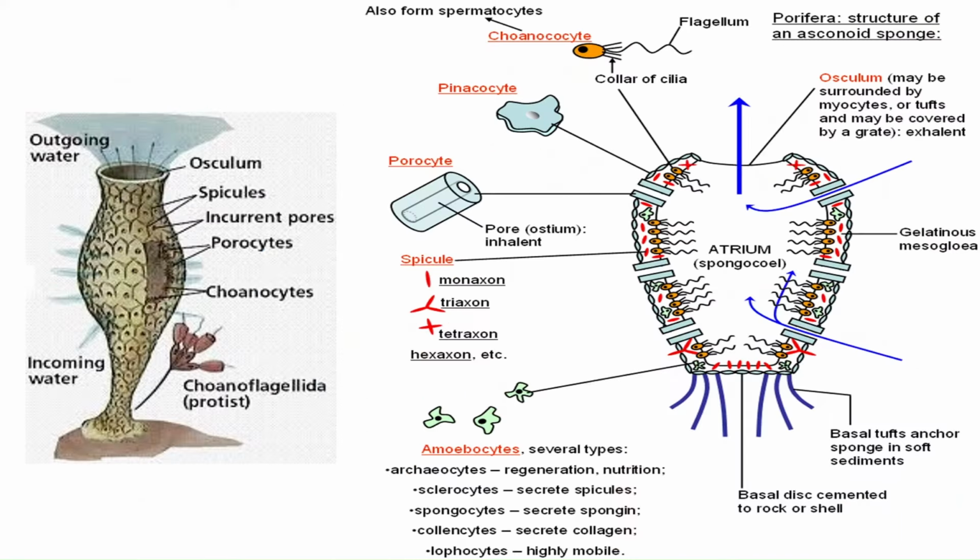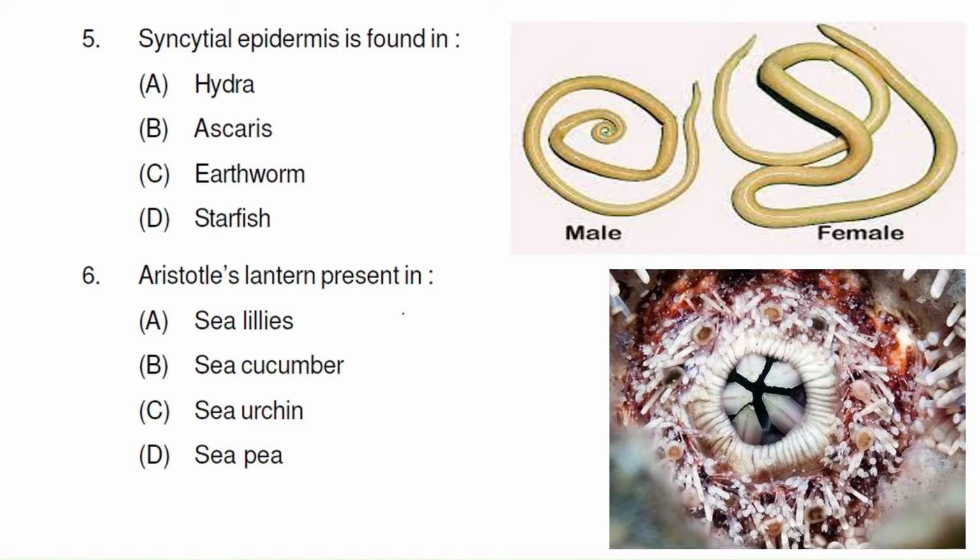This is the whole diagram I've given here for ease of understanding. What are the different cells present in sponges and what are their functions? Try to remember particularly the choanocyte cells. It is frequently asked about the choanocyte cells and amoebocyte cells. These are the frequently asked questions from sponges. Next, syncytial epidermis is found in the case of Ascaris.